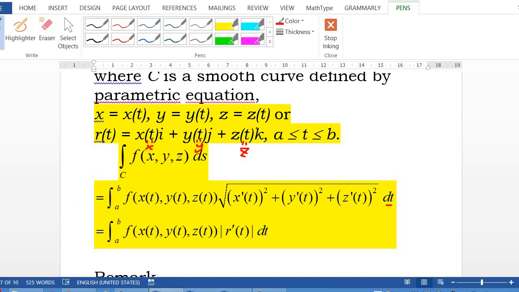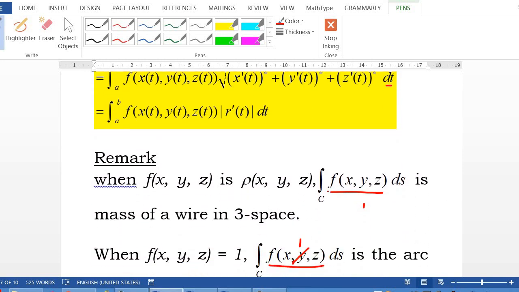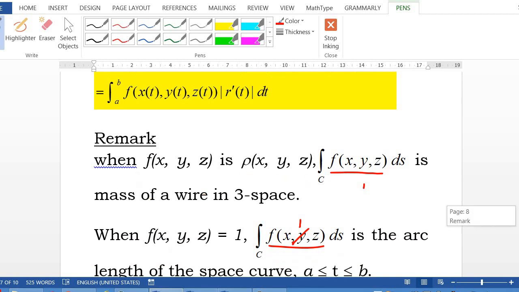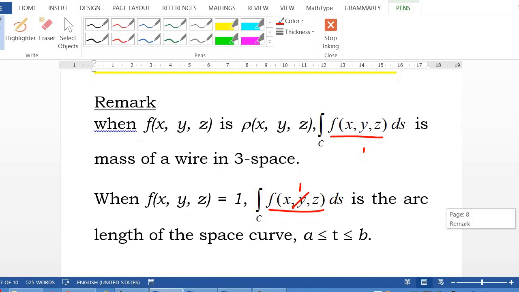If the parametric equation is given in the vector-valued function r(t), the ds can also be evaluated using the magnitude of r prime(t) dt. Then as I said, if f(x, y, z) represents a density function, this represents the mass of the wire in 3D space. If f(x, y, z) equals 1, this is the total length of the curve C.